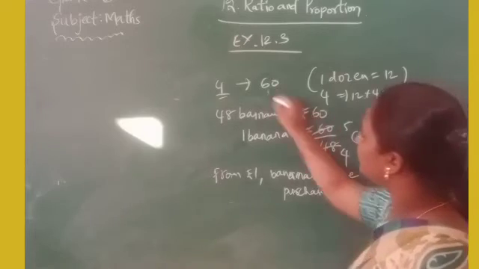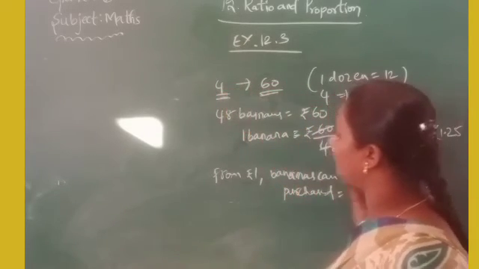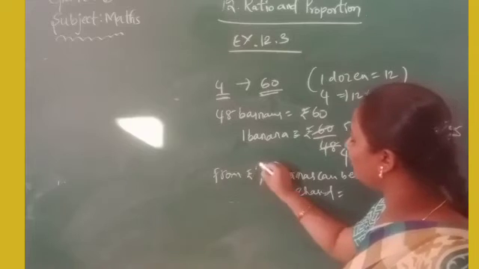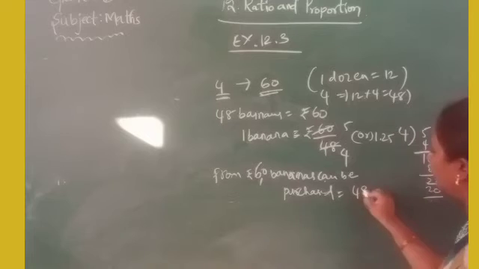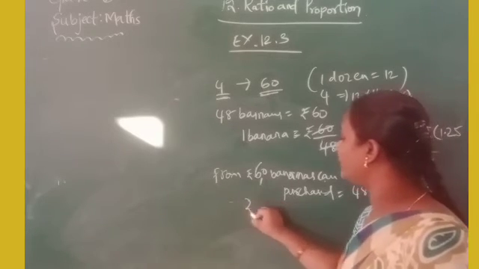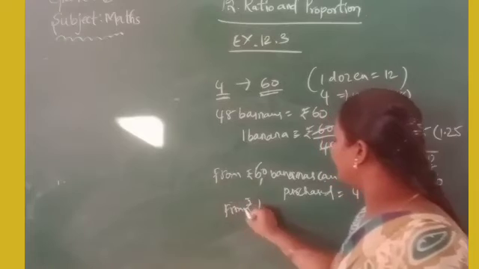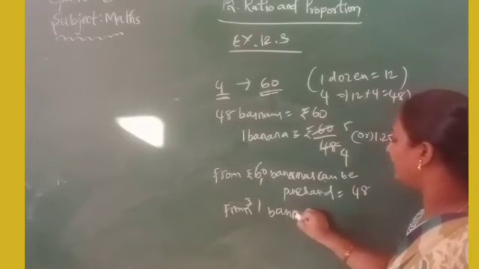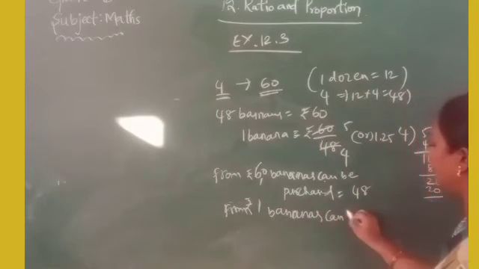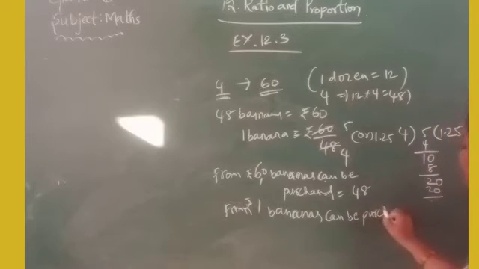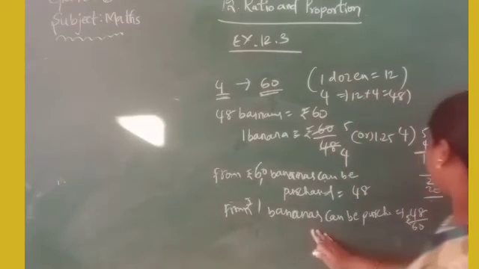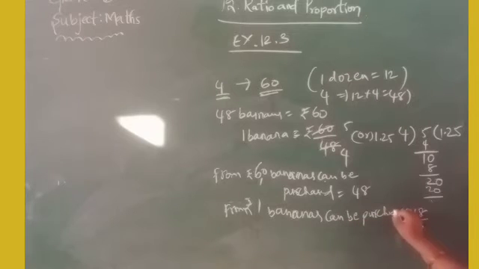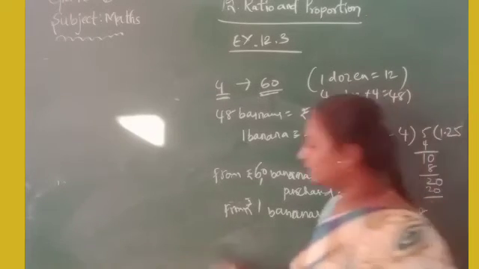So that means with 60 rupees we can purchase 4 dozens. Yes. So how much rupees here? 60 rupees. How many bananas can be purchased? 4 dozens means 48. From 1 rupee, how many bananas can be purchased? That is 48 by 60 rupees. Okay. So from 1 rupee, the number of bananas that can be purchased is equal to 48 by 60. Right?